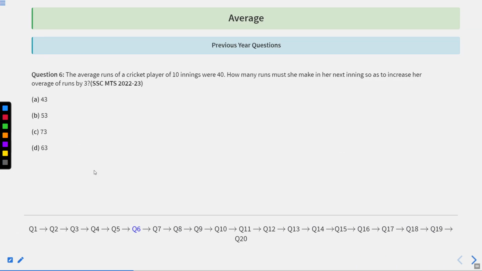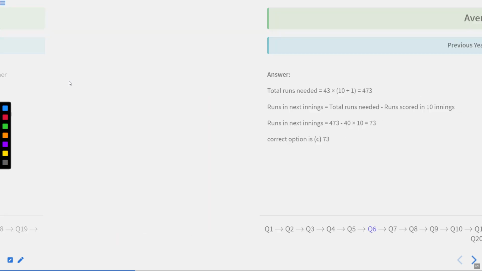Let us move to the next problem, that is problem number 6. The average runs of a cricket player of 10 innings were 40. So there is a cricket player and he played 10 innings in which his average was 40. So how many runs must she make in her next inning so as to increase her average by 3? So if she wants to increase the average by 3 runs, then how many runs should she score in her 11th inning? That is what we are interested in.